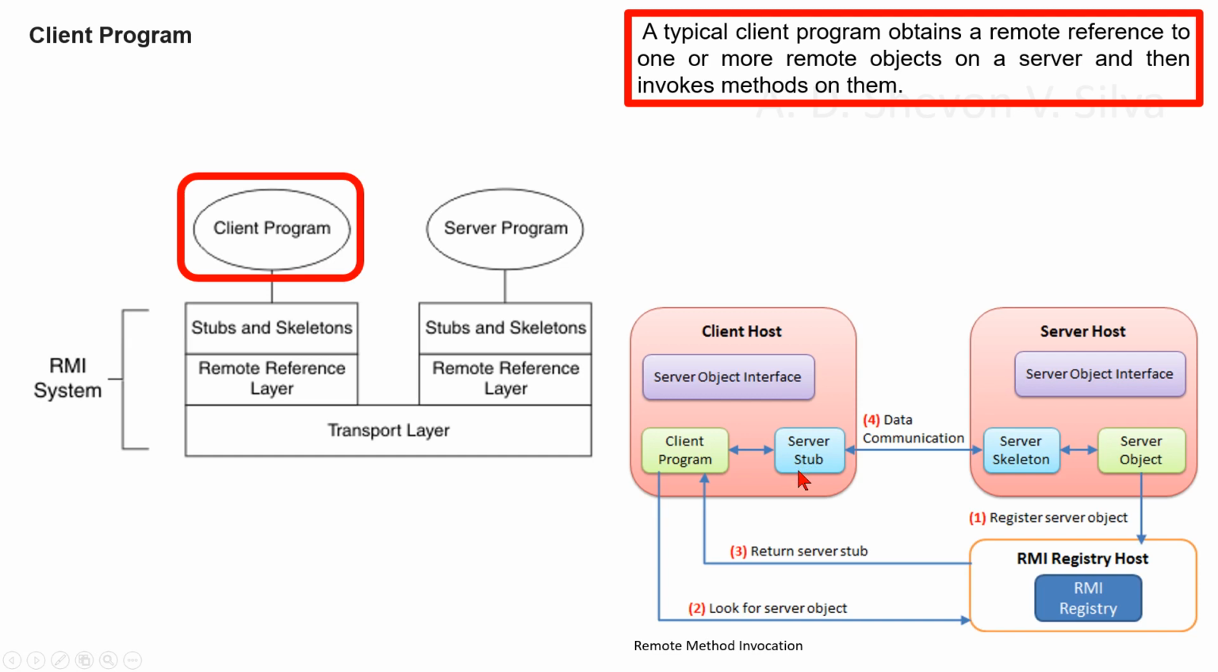The client stub calls this method on the server skeleton. The skeleton receives this request and communicates with the software on the server. Then it receives the response and sends this response to the client stub.